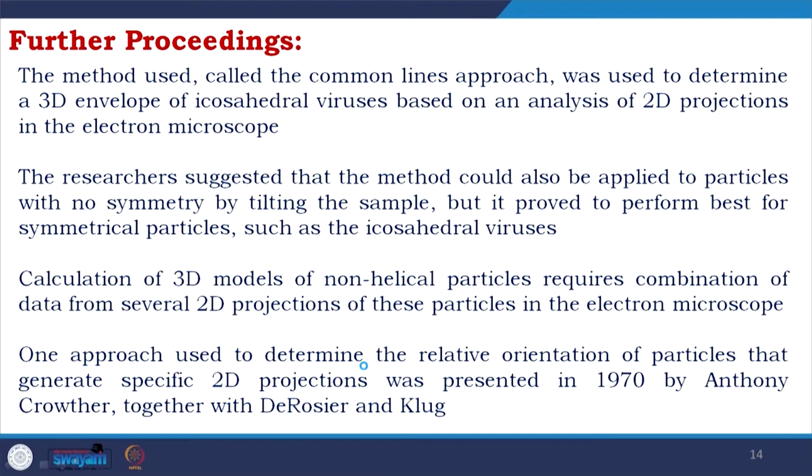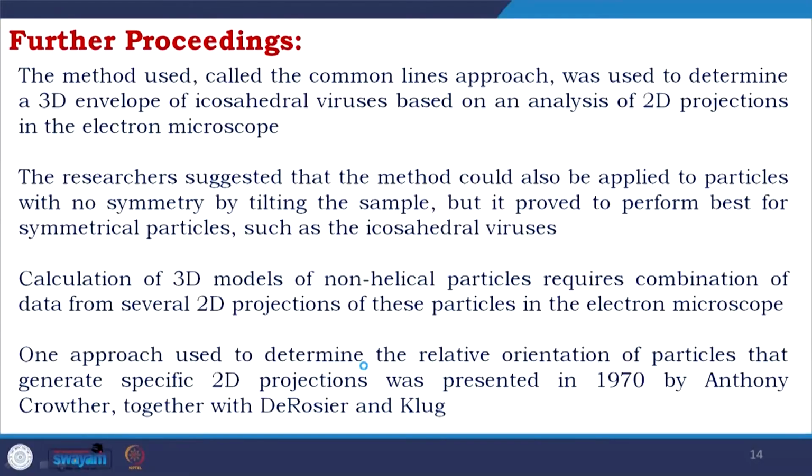Calculation of 3D models of non-helical particles requires combination of data from several 2D projections. So, we have the micrographs, we have the pictures of different 2D figures, and we get the projections and make the 3D model. One approach used to determine the relative orientation of particles that generate a specific 2D projection was presented in 1970 by Anthony Crowther together with DeRosier and Klug. The other people were continuously working on this.